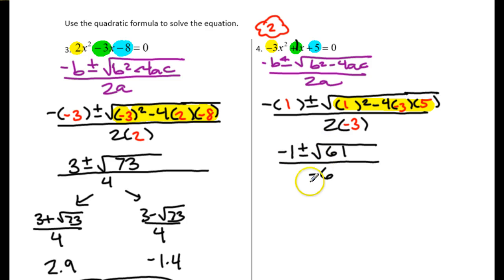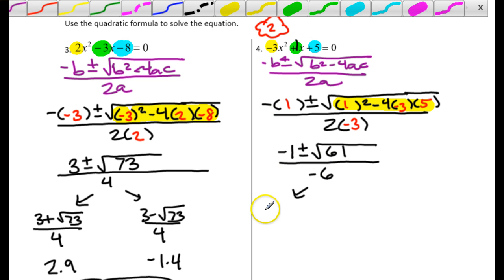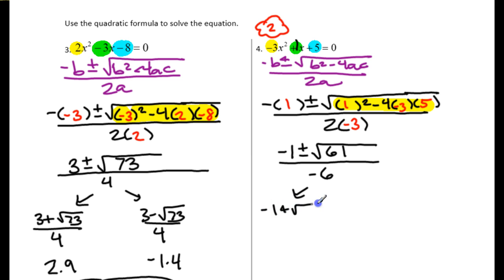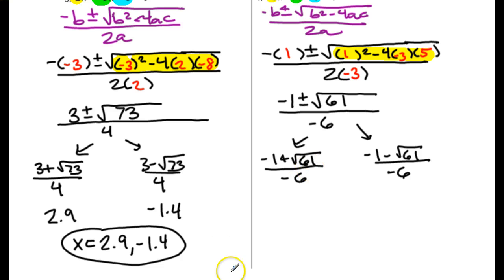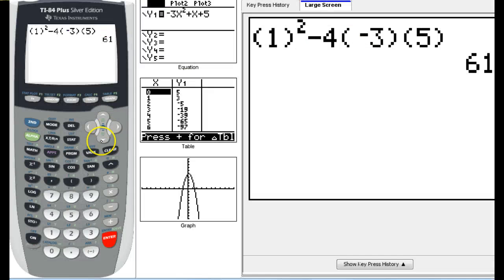Remember, this is really two problems in one, so we're going to split this. This means negative 1, whoops, fix that. So this means negative 1 plus square root of 61, all of that divided by negative 6. It also means negative 1 minus square root of 61, all of that over negative 6. Alright, so now we just let the calculator do the rest for us. We're going to punch in each fraction and see what the final answer is.